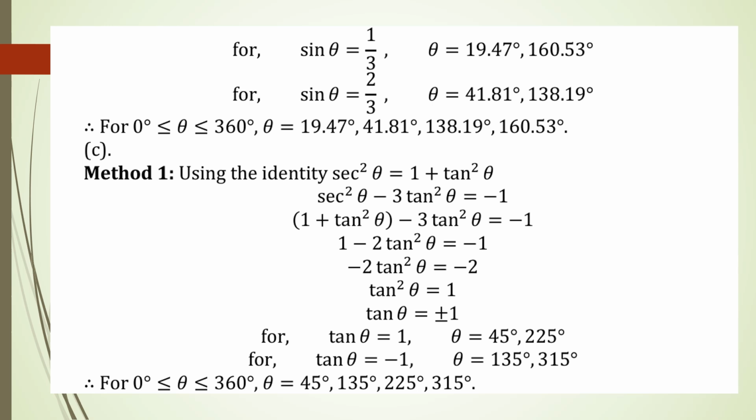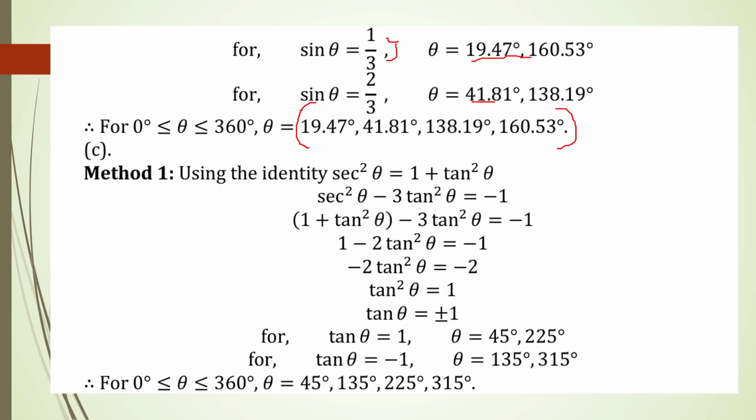So since we have already explained angles, for sine theta equals a third, we expect you to get the following angles. After that, we make a conclusion arranging all our angles in ascending order. Remember that we said angles must be to two decimal places. Now let's look at part C.